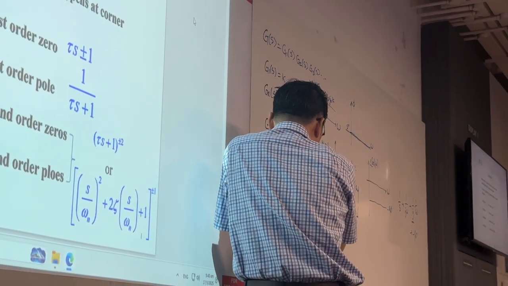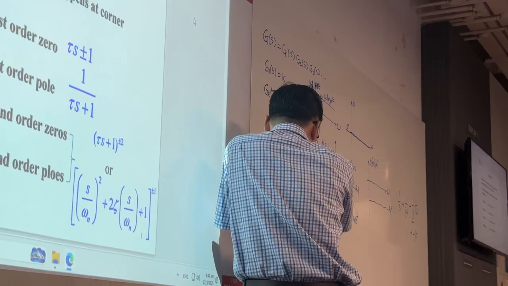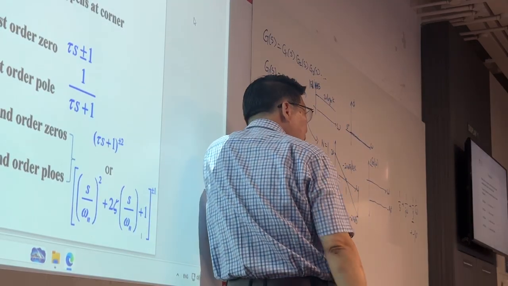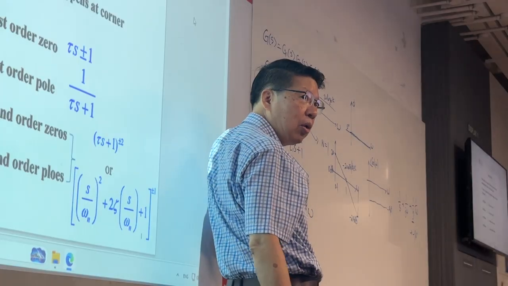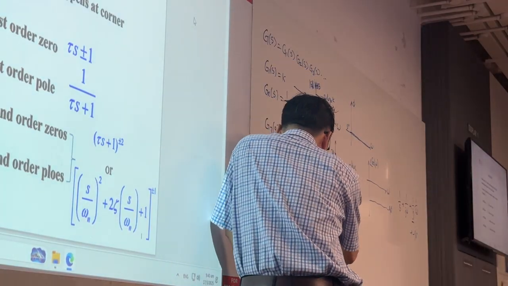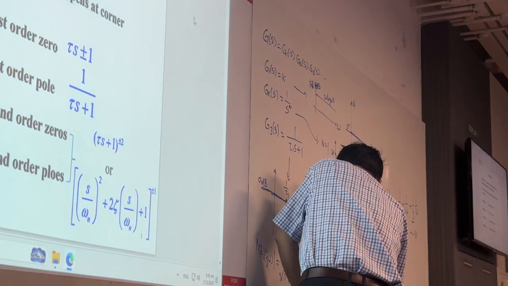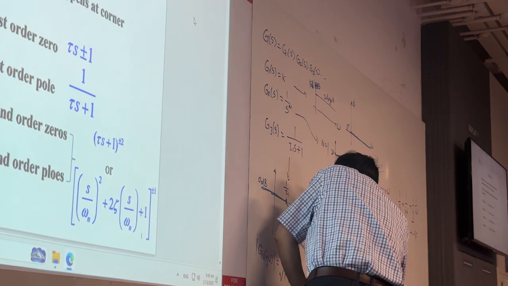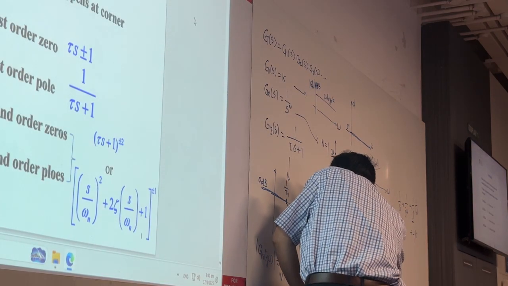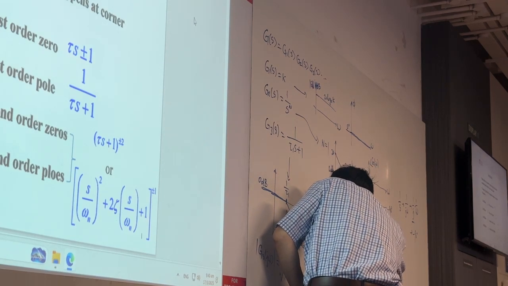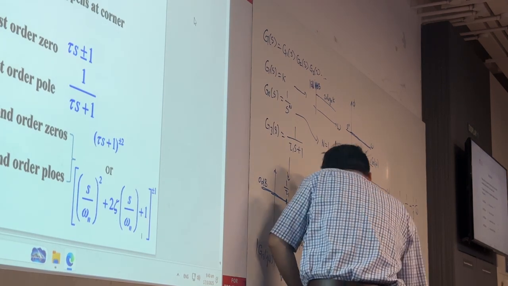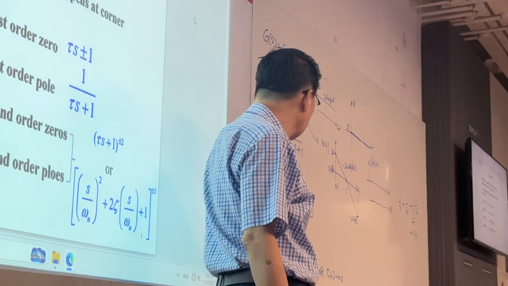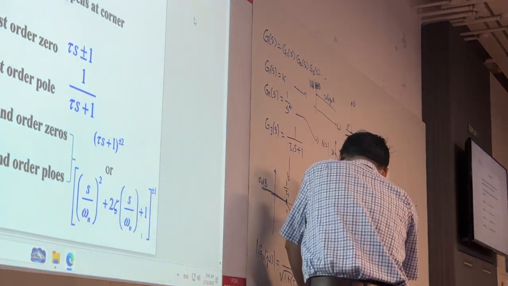When the frequency is much smaller than this corner frequency, this term is close to 0, very small. And so you can say that this is going to be 0 dB, where this tau 1 omega is going to 0 for low frequencies. Okay?